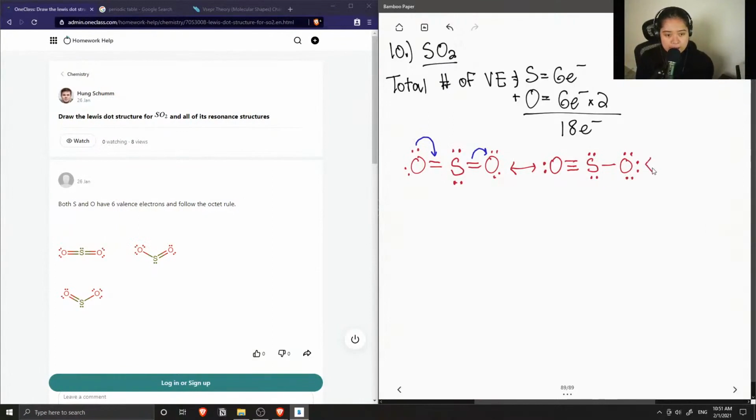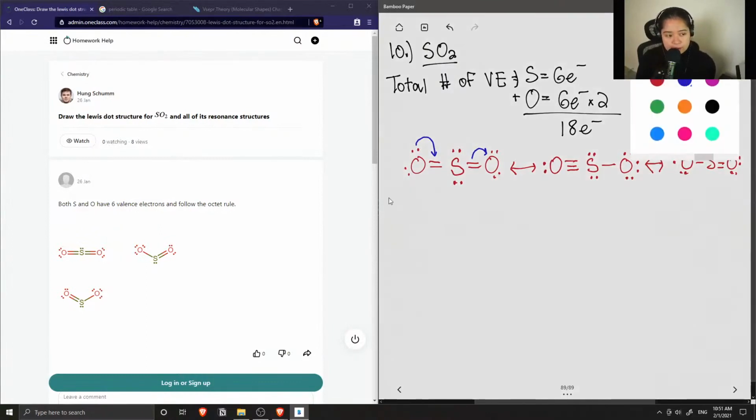And we can also draw another Lewis structure like this, or another resonance structure, if we were to switch where the triple bond and the single bond is. Okay, so we can also have these 2.